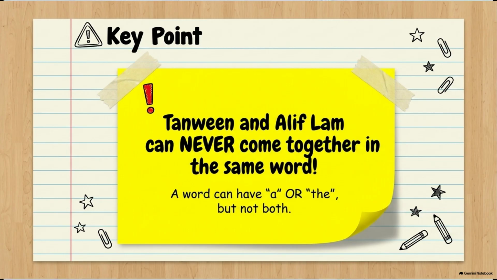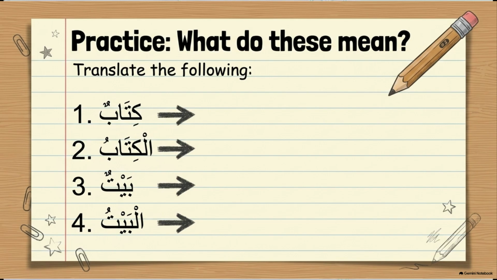So, are you ready to test your knowledge? Don't worry, there are no grades here. This is a safe, quiet space just to see how well you've grasped these two simple rules. Let's do this together. Let's practice. I'm going to read 4 Arabic words. After I read each one, I'll leave a moment of silence. I want you to look at the screen and say the English translation out loud, right wherever you are. Are you ready? Number 1, kitabun. Take a guess. Number 2, al-kitabu. Number 3, baytun. And number 4, al-baytu.